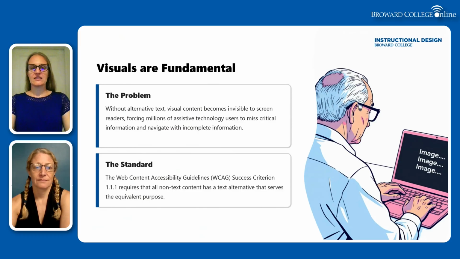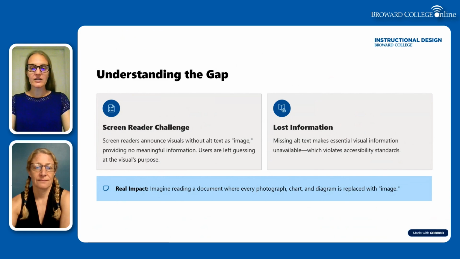The Web Content Accessibility Guidelines Success Criterion 1.1.1 requires that all non-text content, so here, think images, graphs, charts, etc., have a text alternative that serves the equivalent purpose. And here's why. Screen readers announce visuals without alt text simply as image. And that's not very helpful. Imagine reading a document where every single photo, chart, or diagram is replaced with just the word image. So much essential visual information is lost.